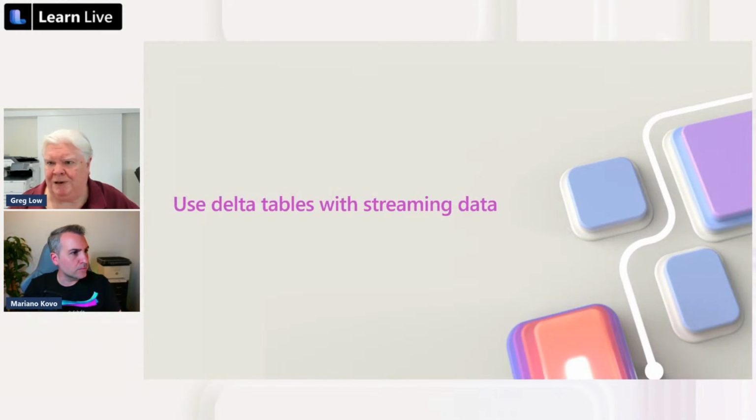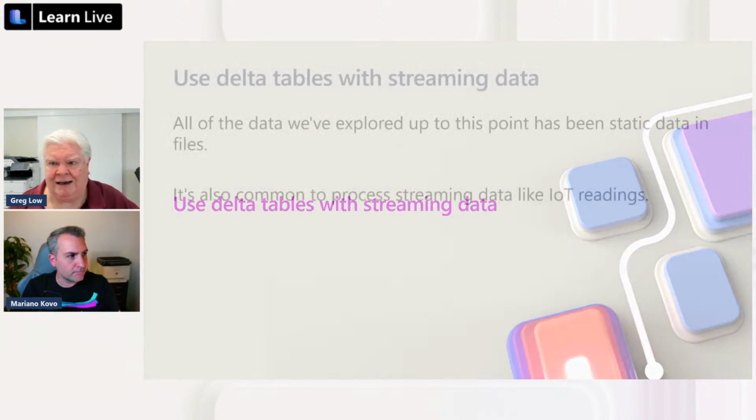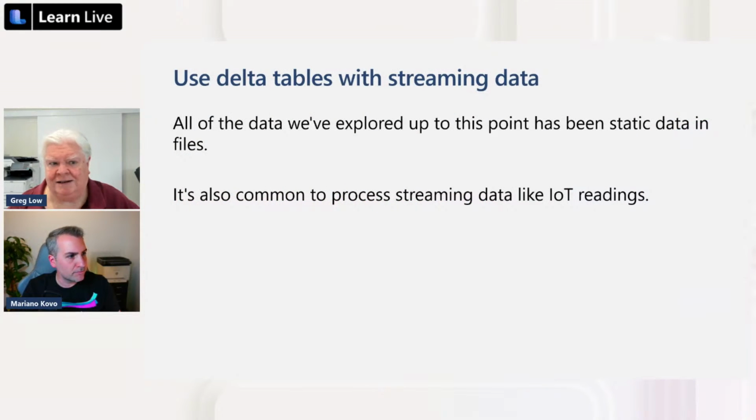Another thing that's been popular in the Apache project has been streaming data. As part of Spark, there's a concept of Spark Streaming, and we can use these Delta tables with the streaming data. All the things we've looked at until now have been static data, but it's also common to process IoT readings or sensors off vehicles, all sorts of different things that send information in a stream instead.